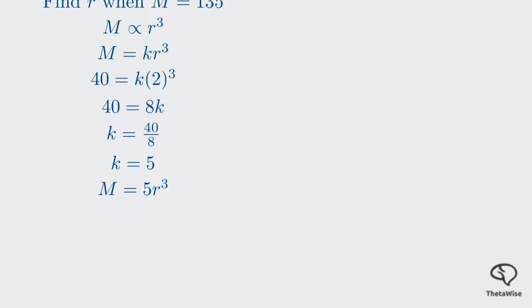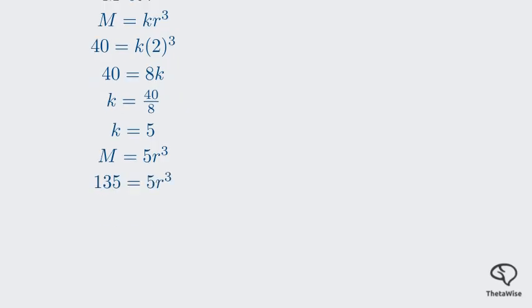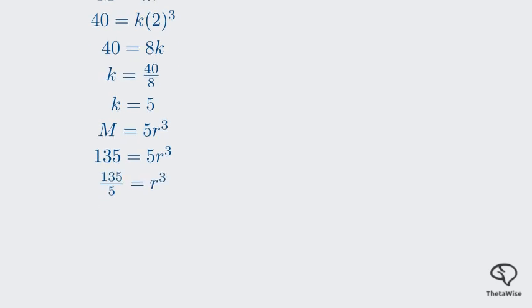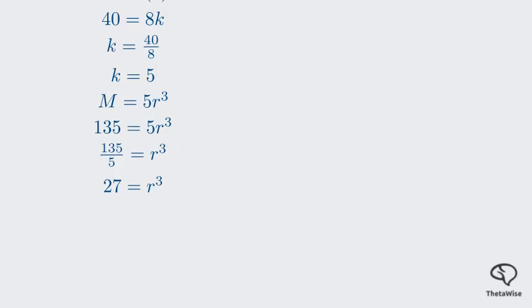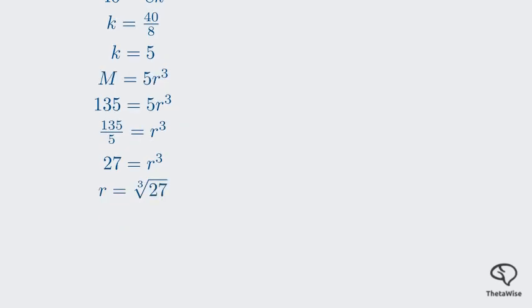135 equals 5R cubed. To solve for R, we first divide both sides by 5. 135 divided by 5 equals R cubed, which means 27 equals R cubed. To find R, we need to take the cube root of both sides. R equals the cube root of 27, which is 3.